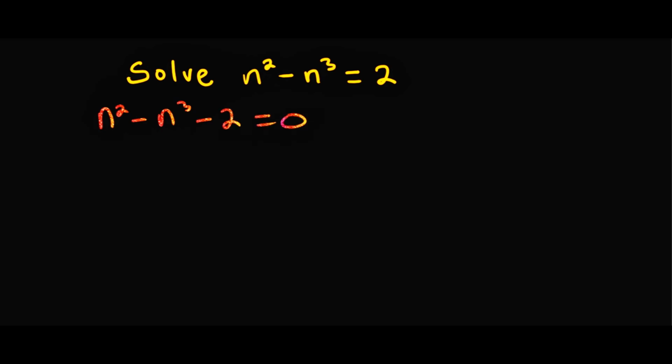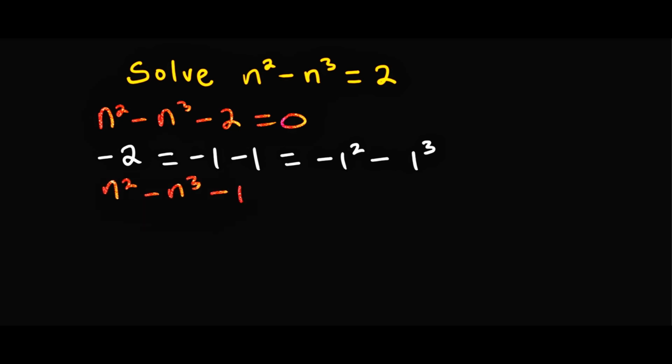And then the next thing would be to rewrite minus 2 as a sum of two numbers. So we want to have minus 2 as minus 1 squared minus 1 cubed. Remember, this does not change the value of minus 2. So let us use this. So we're going to have n squared minus n cubed minus 1 squared minus 1 cubed is equal to 0.